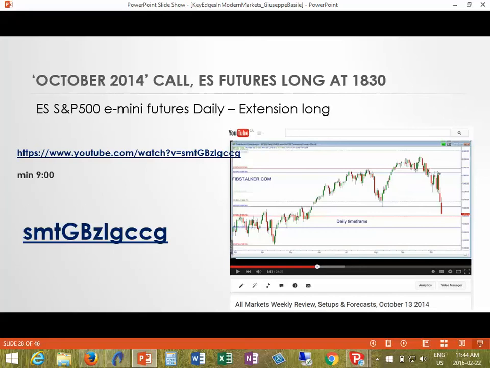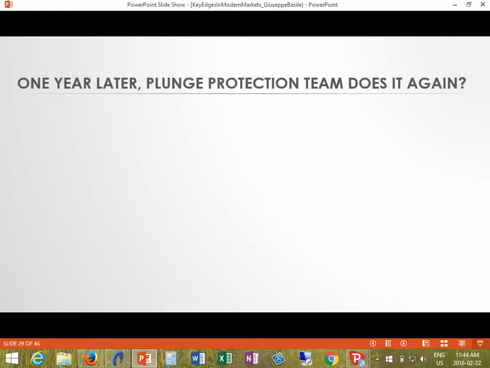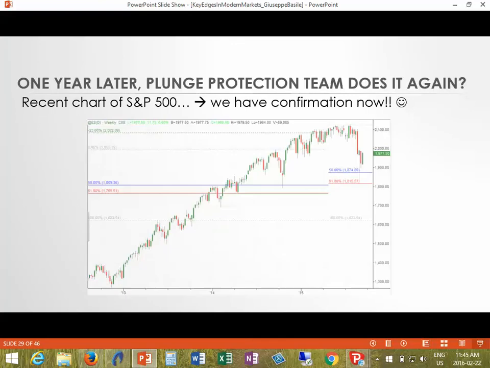If you have any questions, let's wait for the end of the presentation, as it's very packed, and unfortunately we started late. Now, one year later, the plunge protection team does it again. And if you were ready and using these models, you would be able to capture that low, the next low that came, as you remember very well now, if you follow the market. It came in August the 24th, 25th, and then again there was a confirmation at the end of September. So, same model.